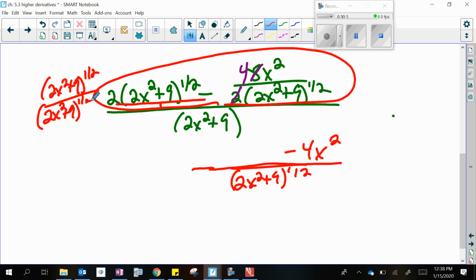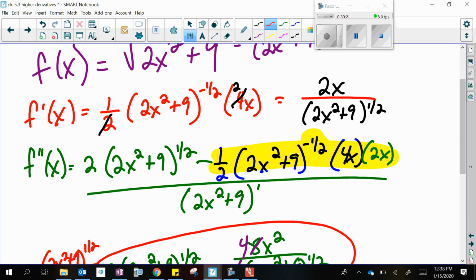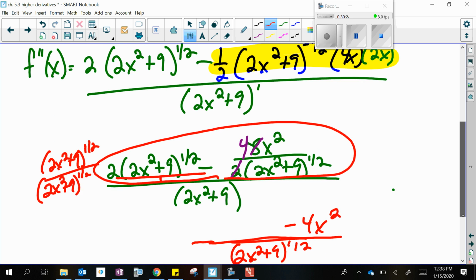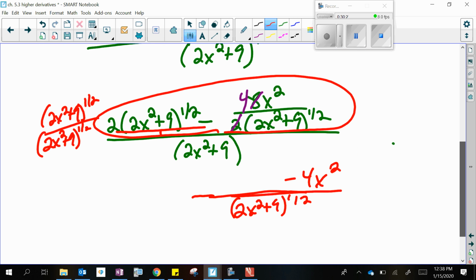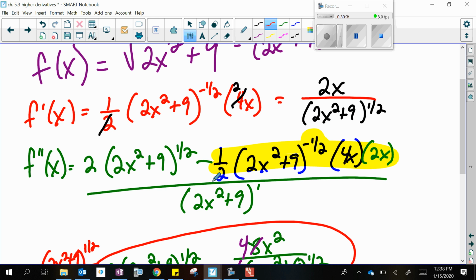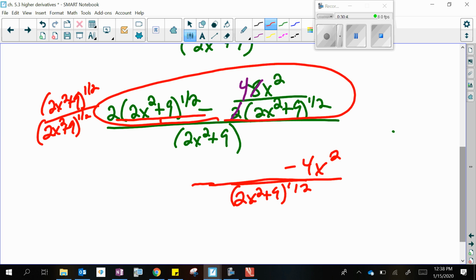Right, just 2x squared plus 9, right? Because again, just the same way that we ended up seeing that even squaring the 1/2 became a 1, 2x squared plus 9 to the 1/2 times 2x squared plus 9 to the 1/2 just becomes 2x squared plus 9. So we have 2 times 2x squared plus 9, which becomes 4x squared plus 18. Everybody with me on that?